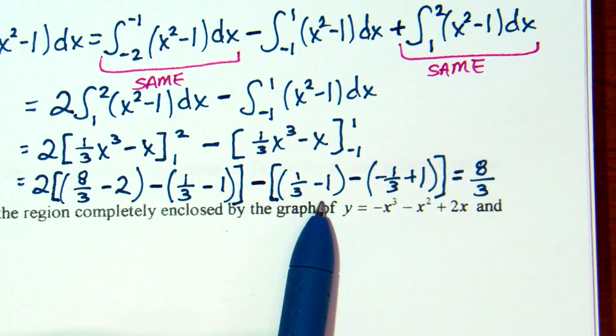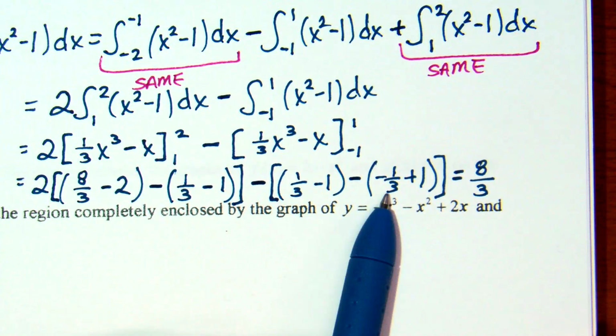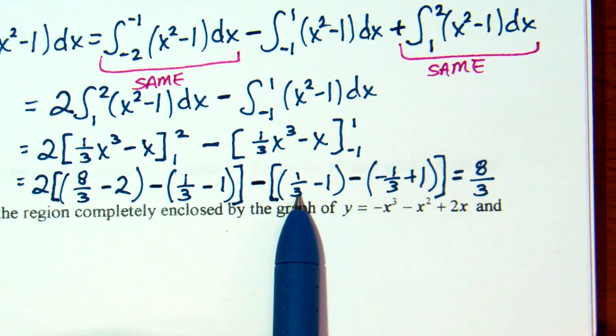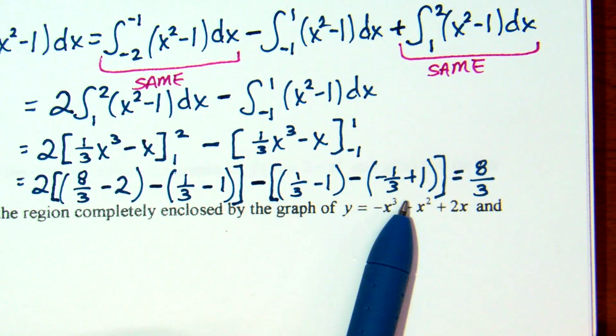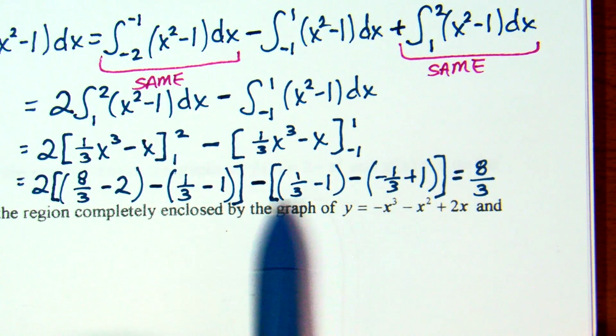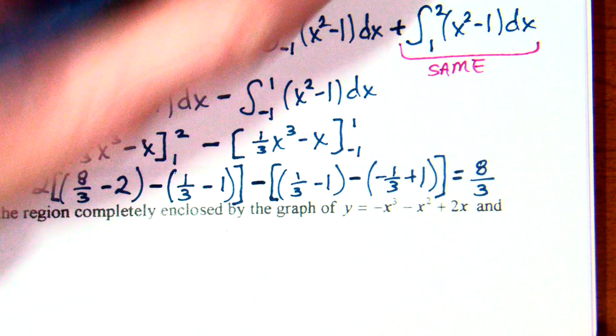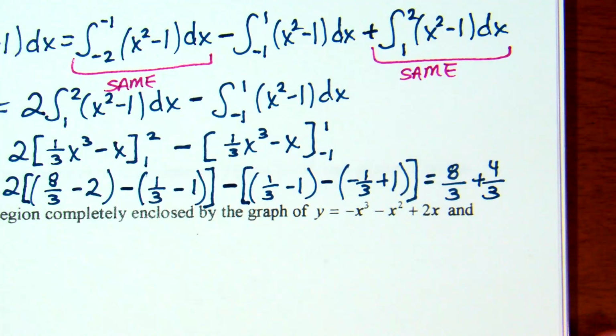Okay. 1/3 minus 1. Negative 2/3. Negative 1/3 plus 1. Positive 2/3. Negative 2/3 minus 2/3. Negative 4/3. But it's minus negative 4/3, which is going to make it plus 4/3. And 8/3 plus 4/3. 7/3.